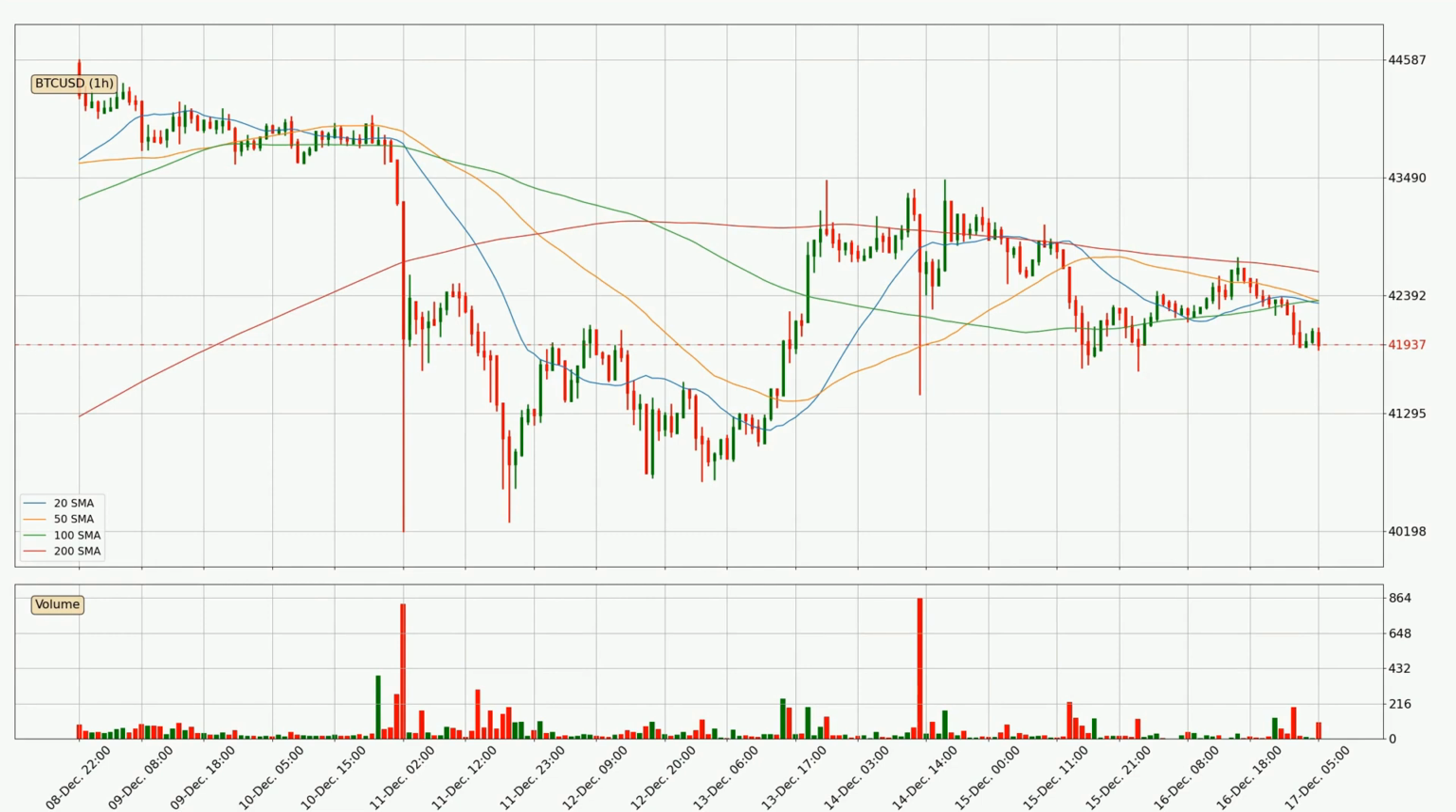The 20 SMA will play as resistance, or the price will peak above the current price, which is around 42,321. Important to note is that the price is currently below the 200 SMA, which can play as a strong resistance. However, breaking it decisively to the upside will signal a potential big move up.